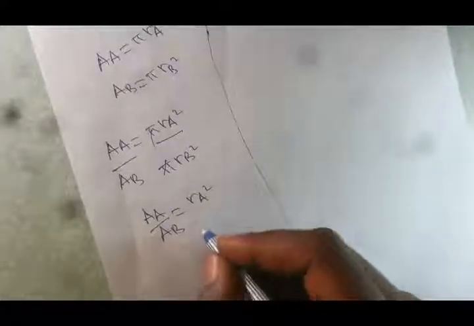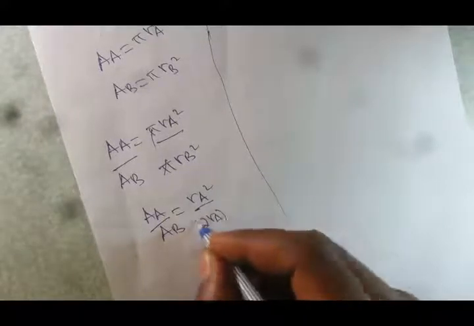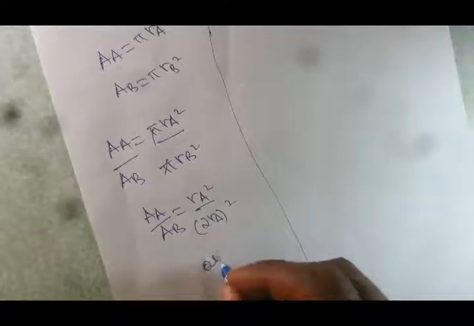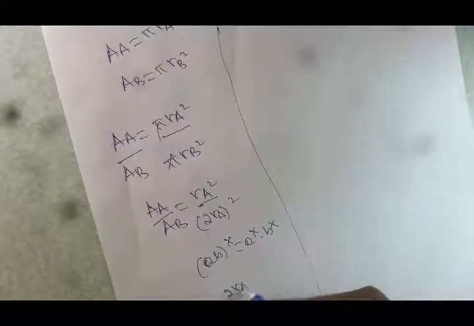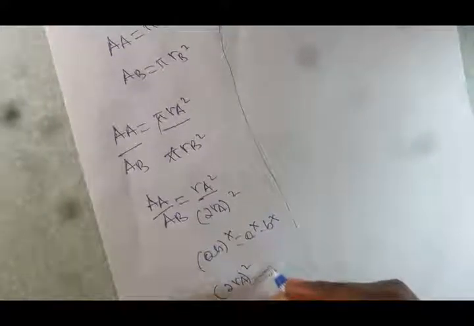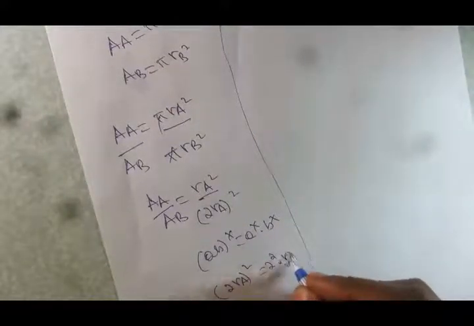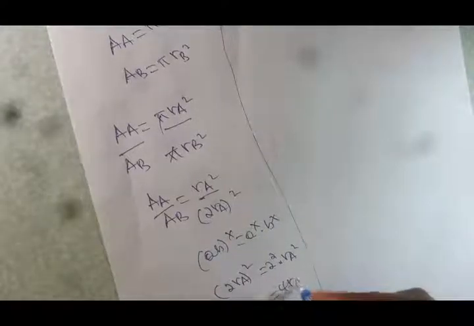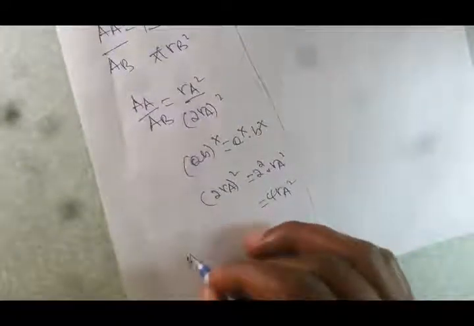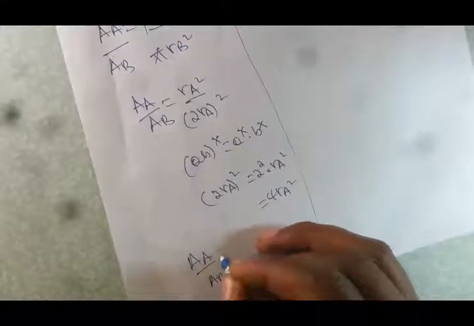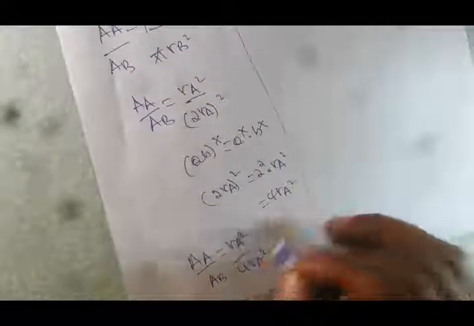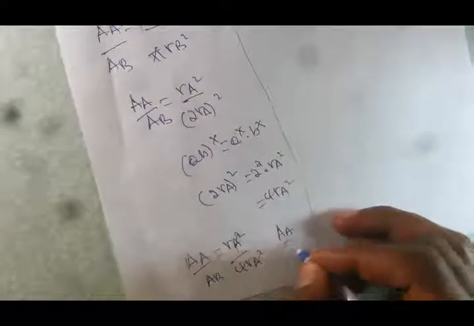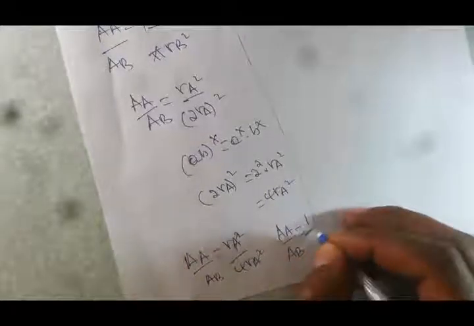r of B, which is already found, 2 times r of A, the whole square. And we know that ab raised to x is equal to a raised to x times b raised to x. Therefore, 2 RA the whole square is equal to 2 raised to 2 times RA square. This is equal to 4 times RA square. Therefore, area of A over area of B is equal to RA square over 4 times RA square. This will be cancelled, and area of A over area of B will be equal to 1 over 4.